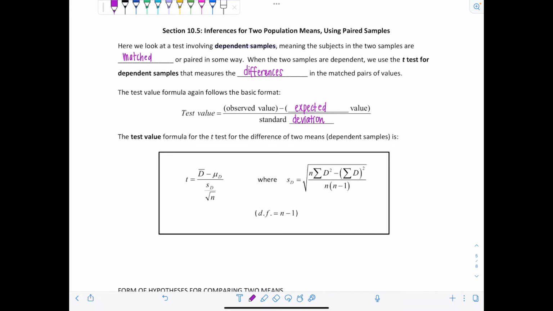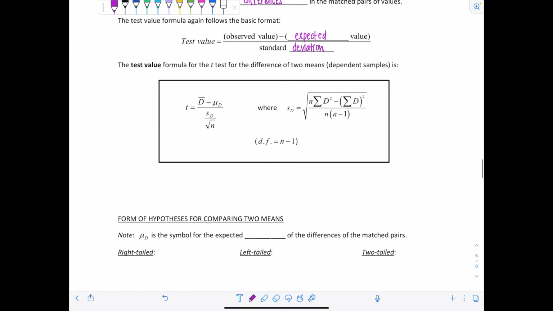And the test value formula for the t-test for the difference of two means is as follows. So t equals d bar minus mu sub d divided by S sub d over rad n. So what is everything there? Well, mu sub d, that's the differenced mean, that equals mu1 minus mu2. So basically we have these two population means and we're subtracting them. We're finding their difference, and that gives us mu sub d. And to find d, you take your two samples, we'll call them x1, x2, and you will subtract or find the difference between each of the pairs.